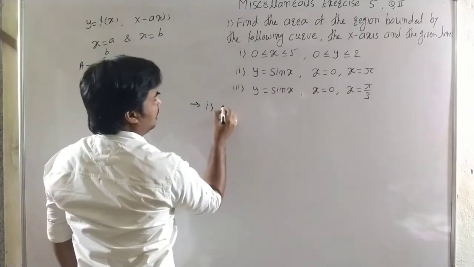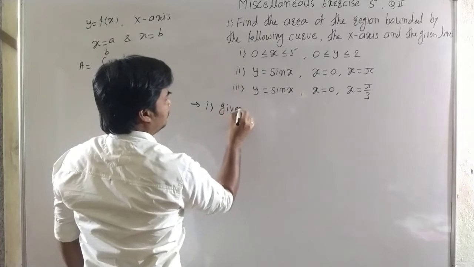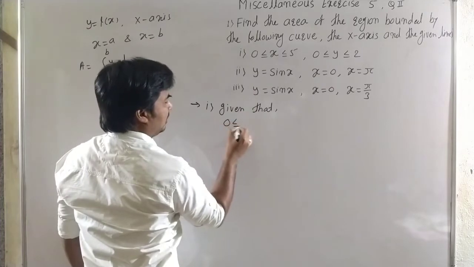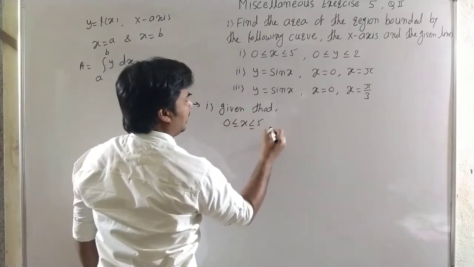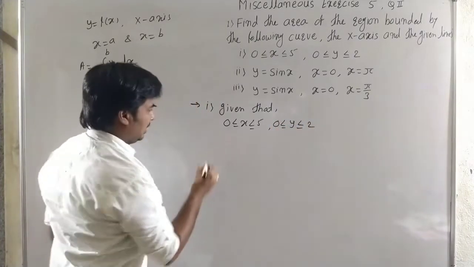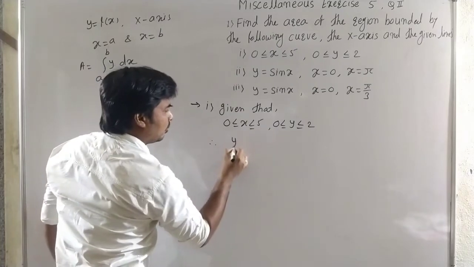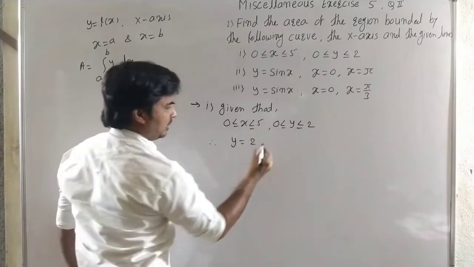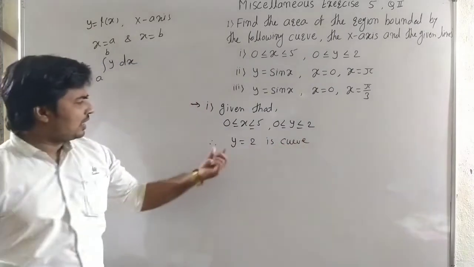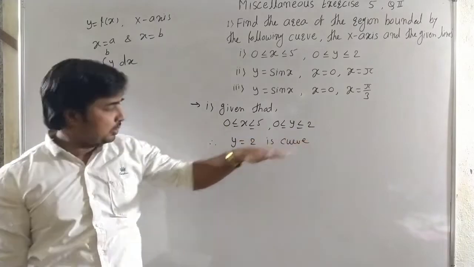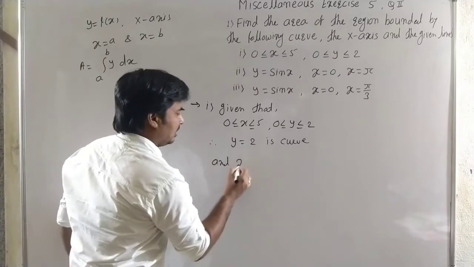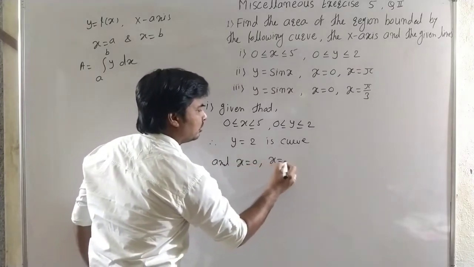Now see carefully the solution. Given that 0 less than or equal to x less than or equal to 5 and 0 less than or equal to y less than or equal to 2. Therefore y is equal to 2 is the equation of the curve, and we know y is equal to 2 is a straight line perpendicular to the y-axis, and here x is equal to 0 and x is equal to 5.